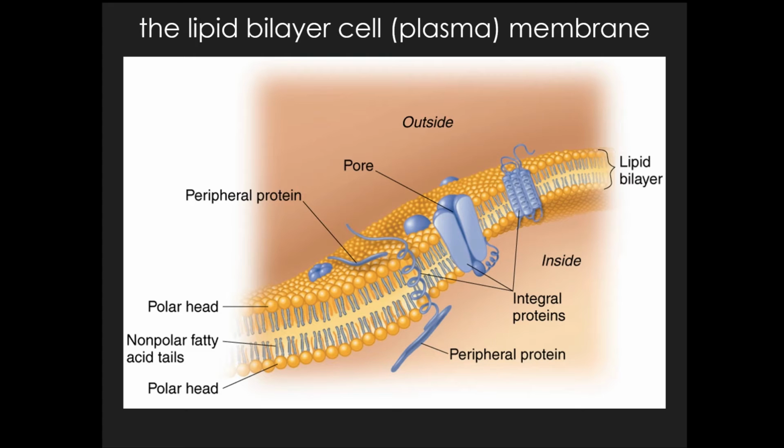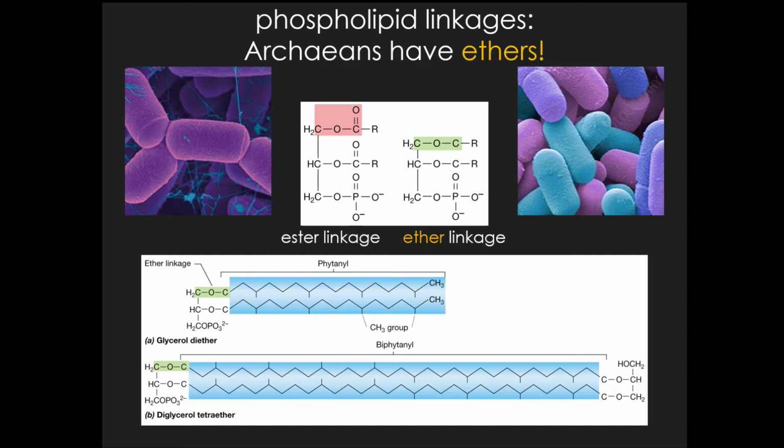So hold on to your hats. We've got to take a time out and talk about something unique about the plasma membrane in prokaryotes, and that is that the phospholipids of the archaeans is totally different than the phospholipid of every other organism on Earth. And I want you to take a minute to kind of drink this in.